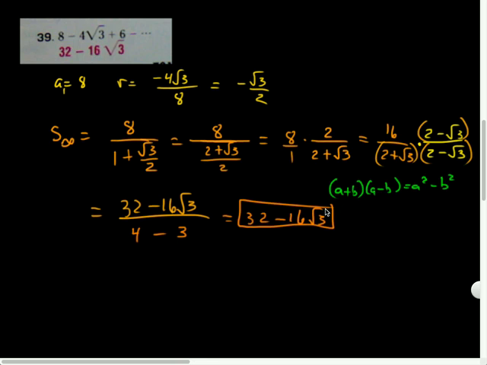So that is the sum of the infinitely many terms in this list, which I would like to point out are alternating in sign. And since my r value has an absolute value less than 1, because the square root of 3 is 1.73 something, dividing by 2, it's still less than 1. It would have to be at least the square root of 4.